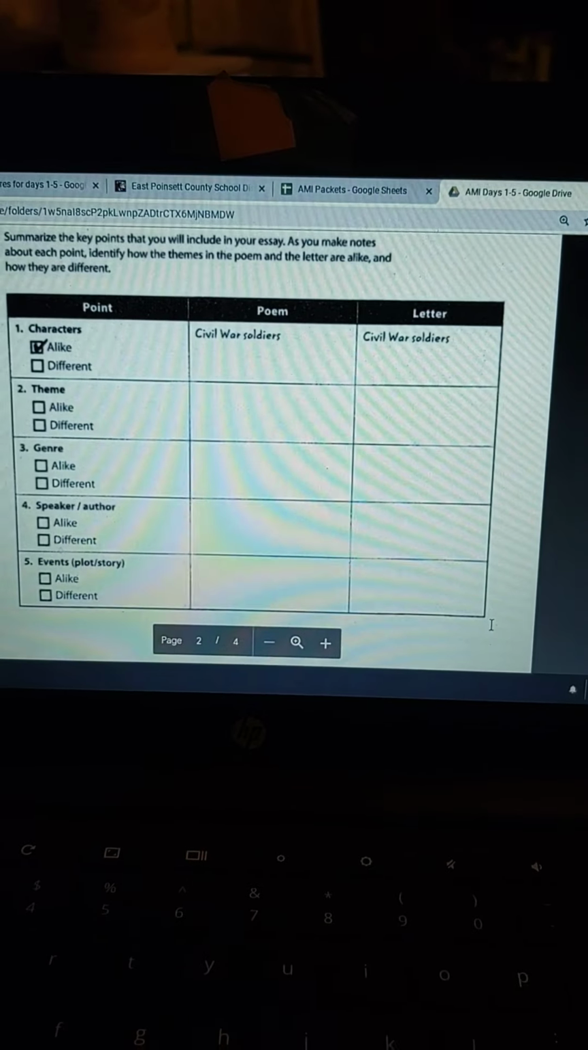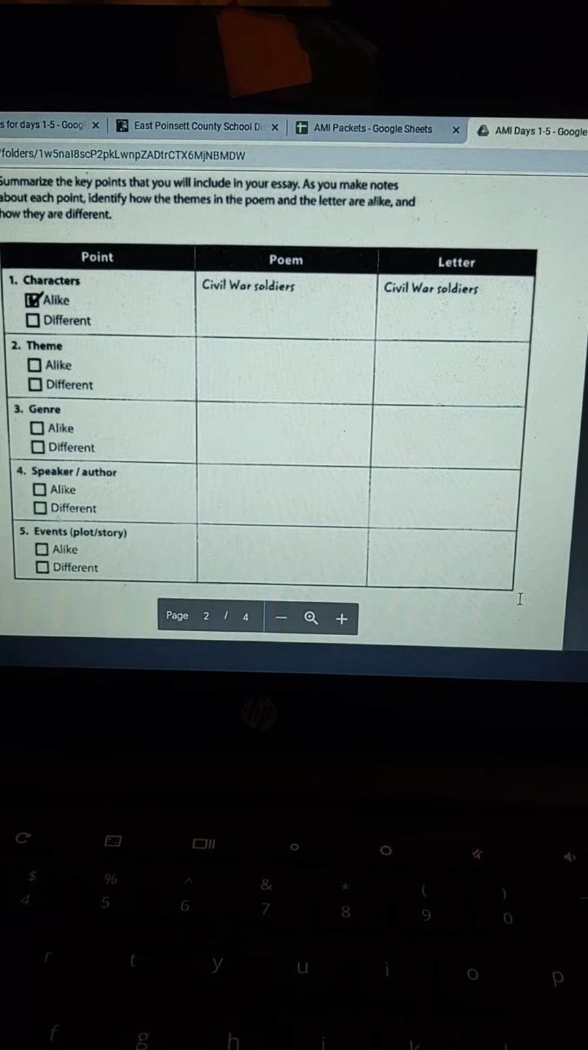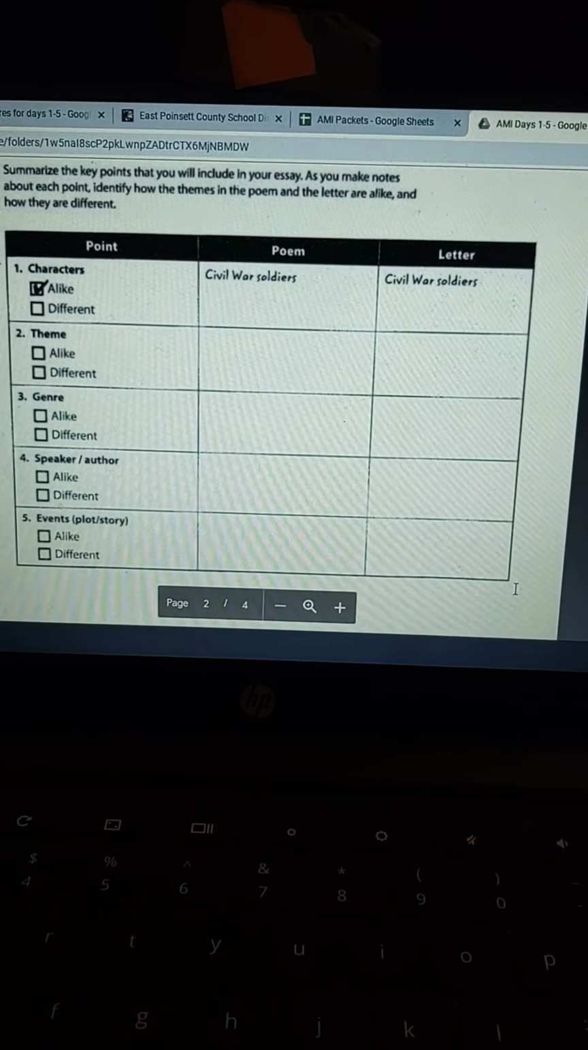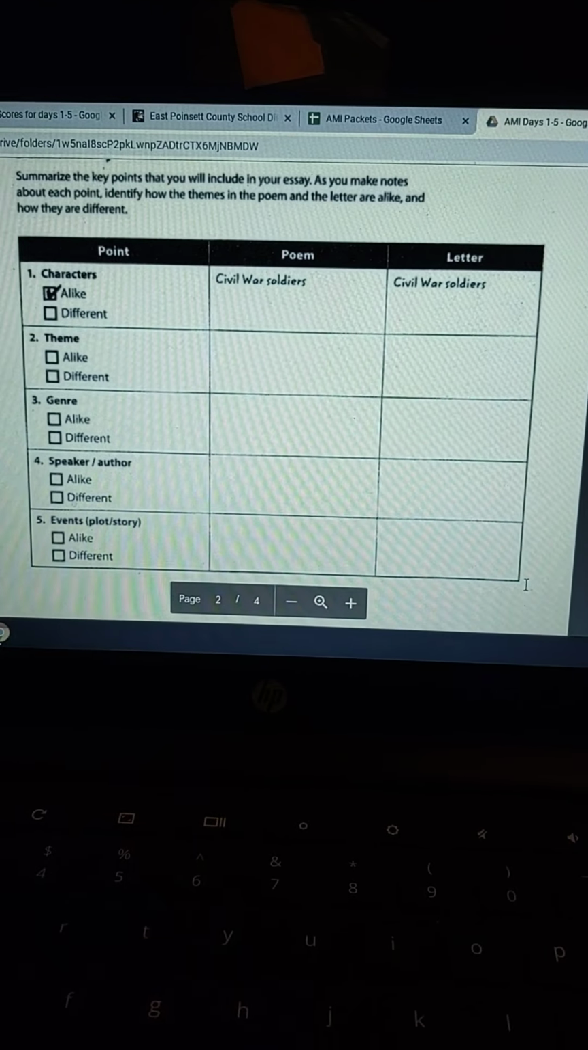There might be other categories that you come up with, so maybe you see a difference that's not in character, theme, genre, speaker, or event, and you want to put that on there. You go ahead and do that. I think that's fabulous, and in the end, it'll just make your eventual essay stronger.